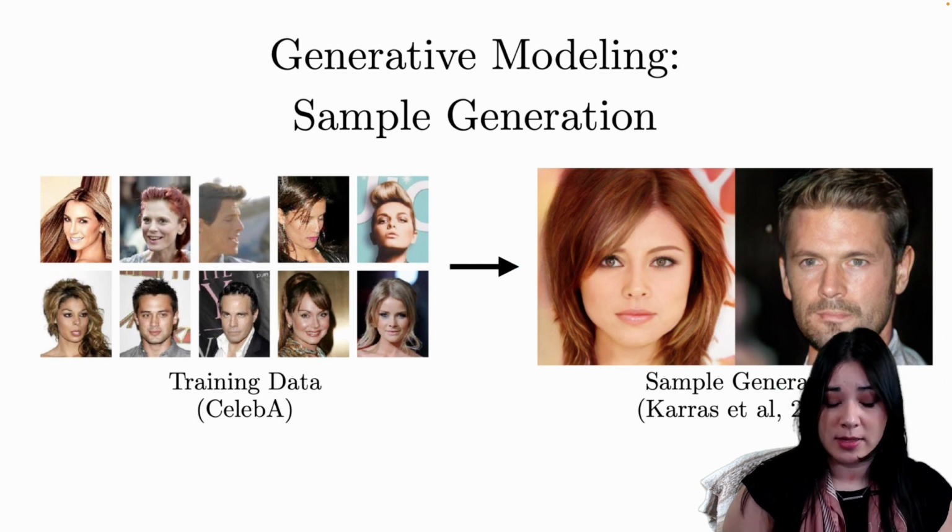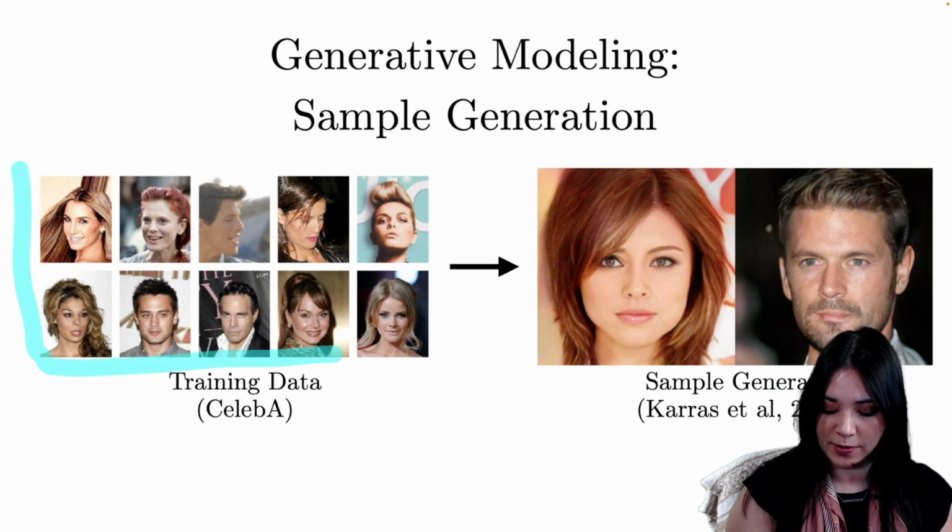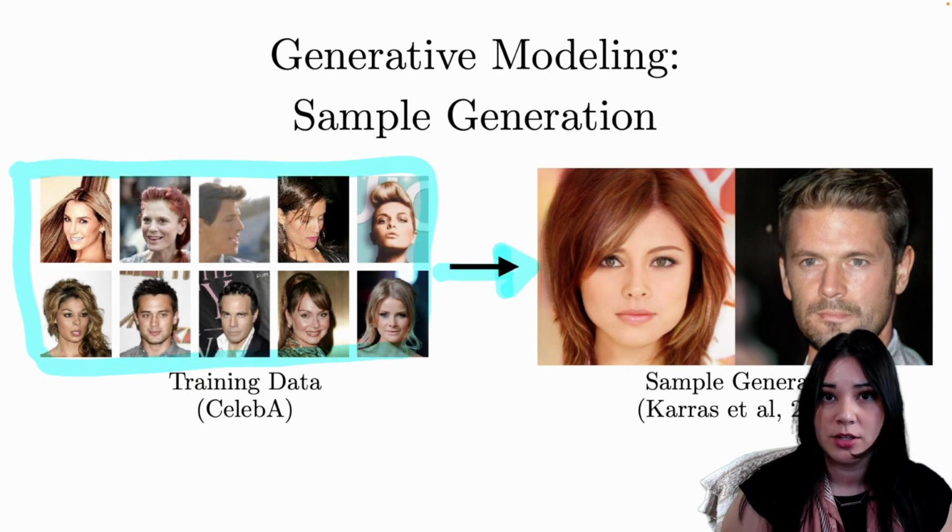The other main type of generative models are sample generation models. These models have a similar goal. We're going to take a bunch of different inputs and we are going to somehow learn to just create new outputs. And we don't necessarily have to create a probability density function in order to do this.